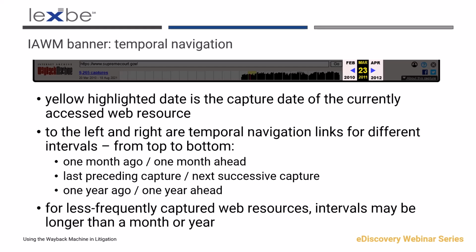Unique to the Wayback Machine banner are temporal navigation controls. The date here in the middle with yellow text is the capture date of the currently accessed web resource. To the left and right each are 3 links. From top to bottom, those are: navigate to the capture of the same web resource either 1 month ago or 1 month ahead, navigate to either the last preceding or next successive capture, and navigate to either the capture 1 year ago or 1 year ahead. If there are no captures a month or year out in the indicated direction, the increment of time traversed via those controls may vary.